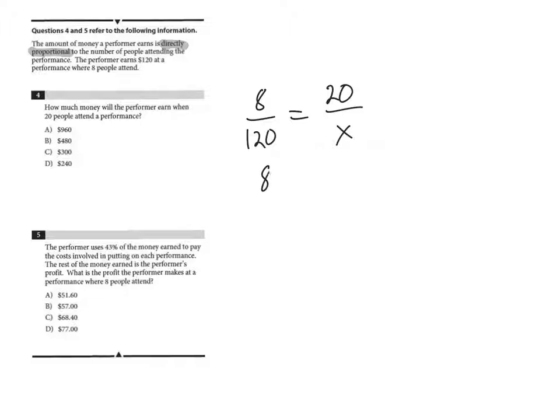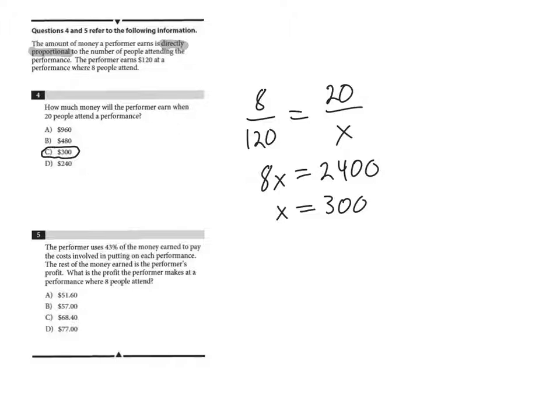Let's cross multiply here. 8x equals, this is going to be 2 times 12 is 24. We have 2 zeros. Okay, I'm going to divide both sides by 8. 24 divided by 8 is 3, and we have 2 zeros, so 300. 300 will be his or her earnings for having 20 people attend.